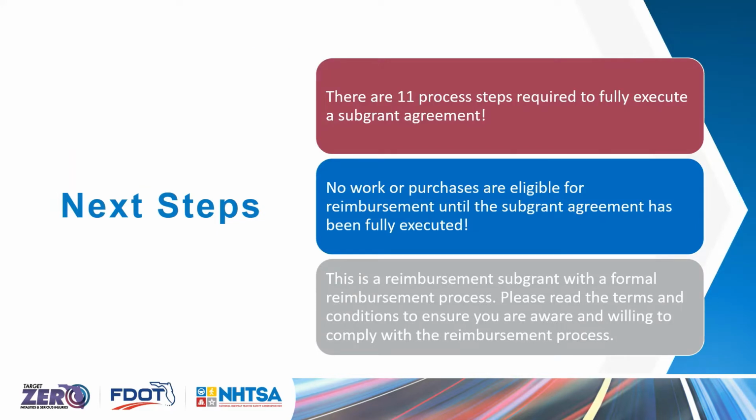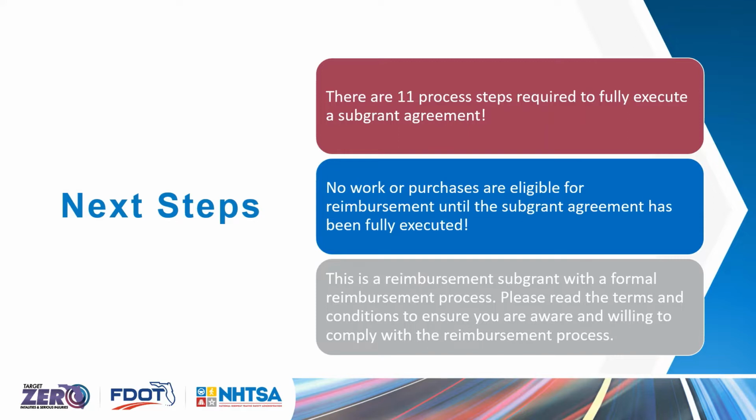So there are actually 11 process steps required to execute your subgrant agreement. No work or purchases are eligible for reimbursement until the subgrant agreement has been fully executed. So we're going to watch the statuses as we move through this process to understand how to know when your subgrant agreement has been fully executed.